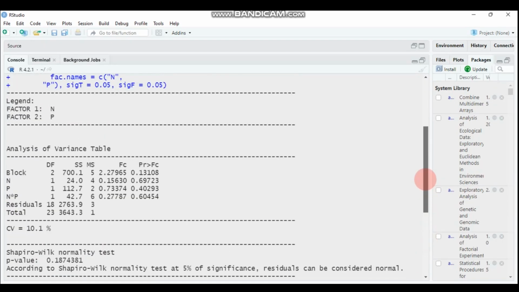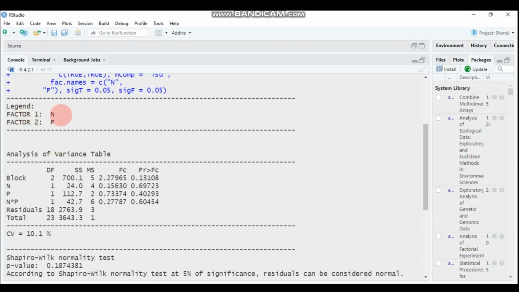So here is the legend. Factor 1 is nitrogen and designated by N, and factor 2 is phosphorus and designated by P. When you come to the analysis of variance table, here is the block. We have 3 replications, and the degree of freedom is n minus 1, so 3 minus 1 is equal to 2. Then nitrogen: we have 2 levels of nitrogen and 2 levels of phosphorus, and their degree of freedom is 1. The interaction of nitrogen and phosphorus is 1 times 1, which is obviously 1. And here is the error, degree of freedom is equal to 8, and the total is 23.